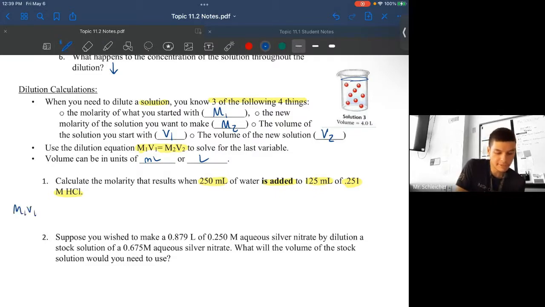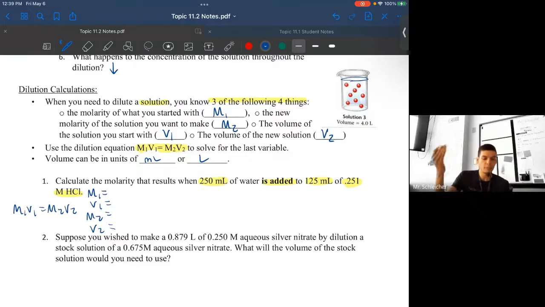We have that M1 times V1 is equal to M2 times V2. And we can just talk about, what should all the values be in this equation? What's my M1, V1, my M2, my V2? So M1, what's my first concentration? Well, it looks like my solution started with this 0.251 molar, right? What's my initial volume? Looks like my first solution had a volume of 125 milliliters.